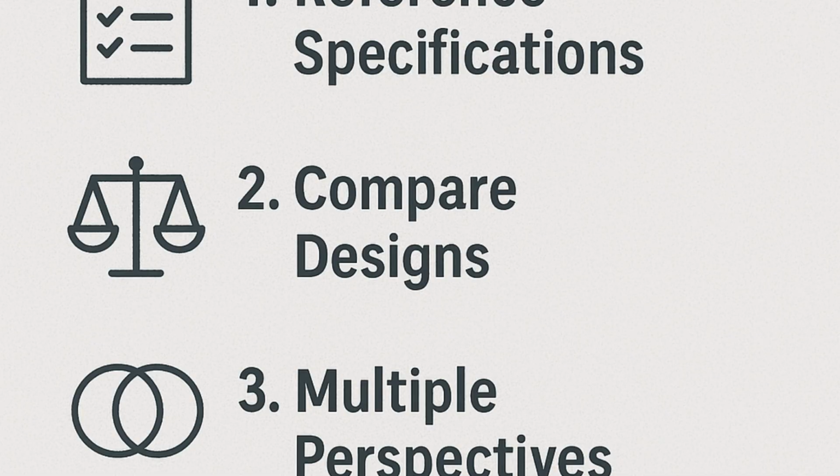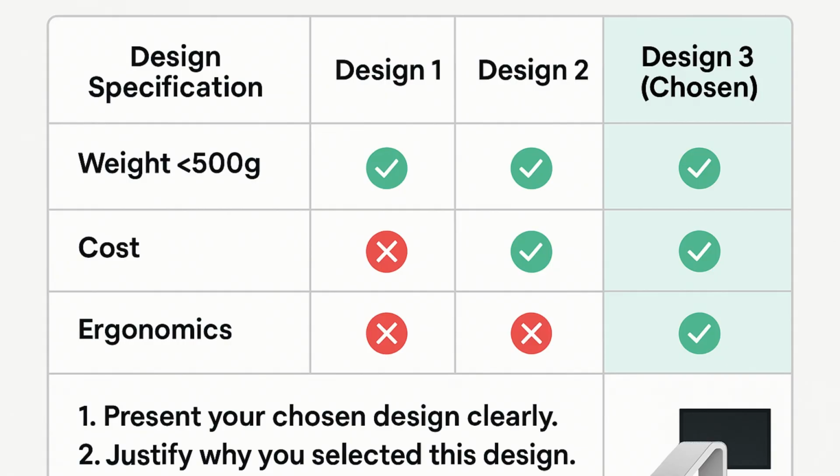Example, I chose design 2 because it best meets my design specifications. Specification 1 stated that a product must weigh less than 500 grams. Design 2 uses lightweight aluminium, giving it an estimated weight of 420 grams, whereas design 1 would have weighed approximately 650 grams using steel.